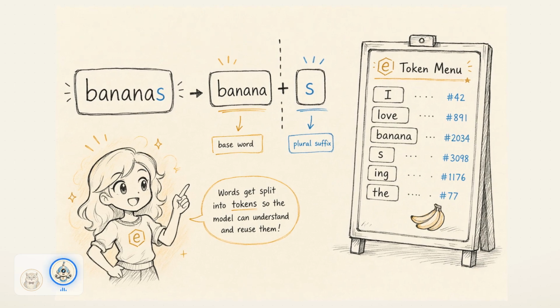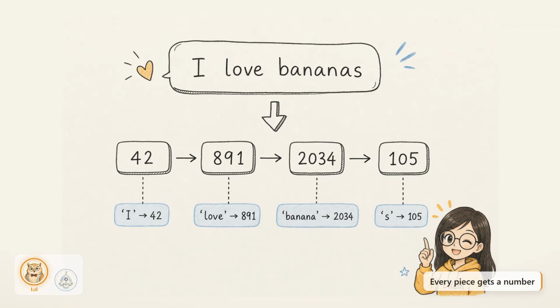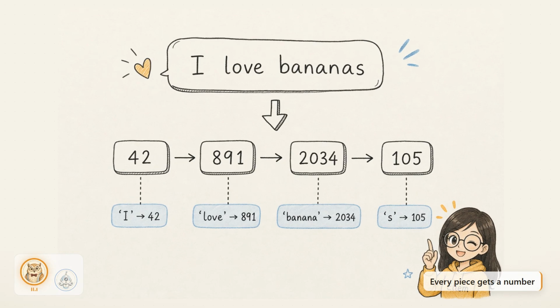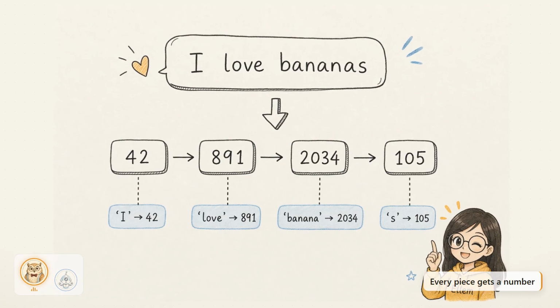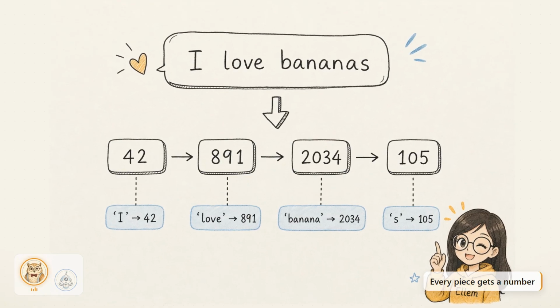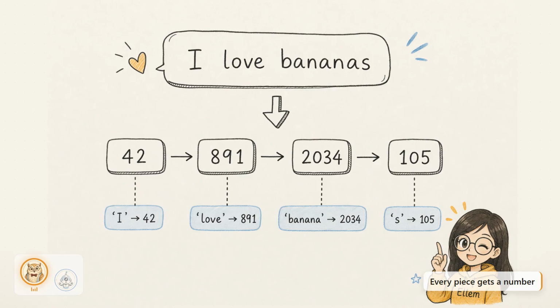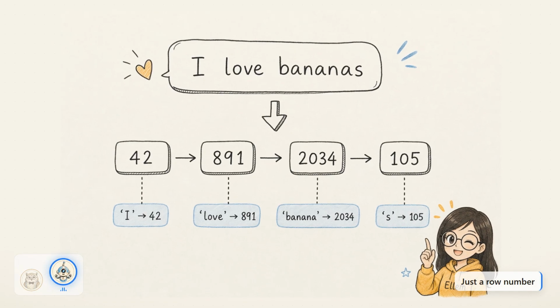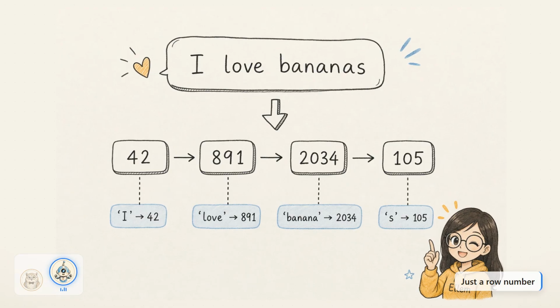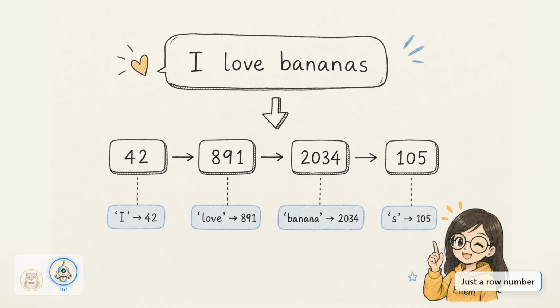That feels messy. Because language keeps inventing. Slang, typos, names, emoji. A dictionary of whole words chokes the first time it meets a new one. Pieces can spell anything. And each piece has an ID number, so your sentence becomes a list of integers. That's what the model actually reads. So banana isn't even a word to the model. It's secretly just a row number.